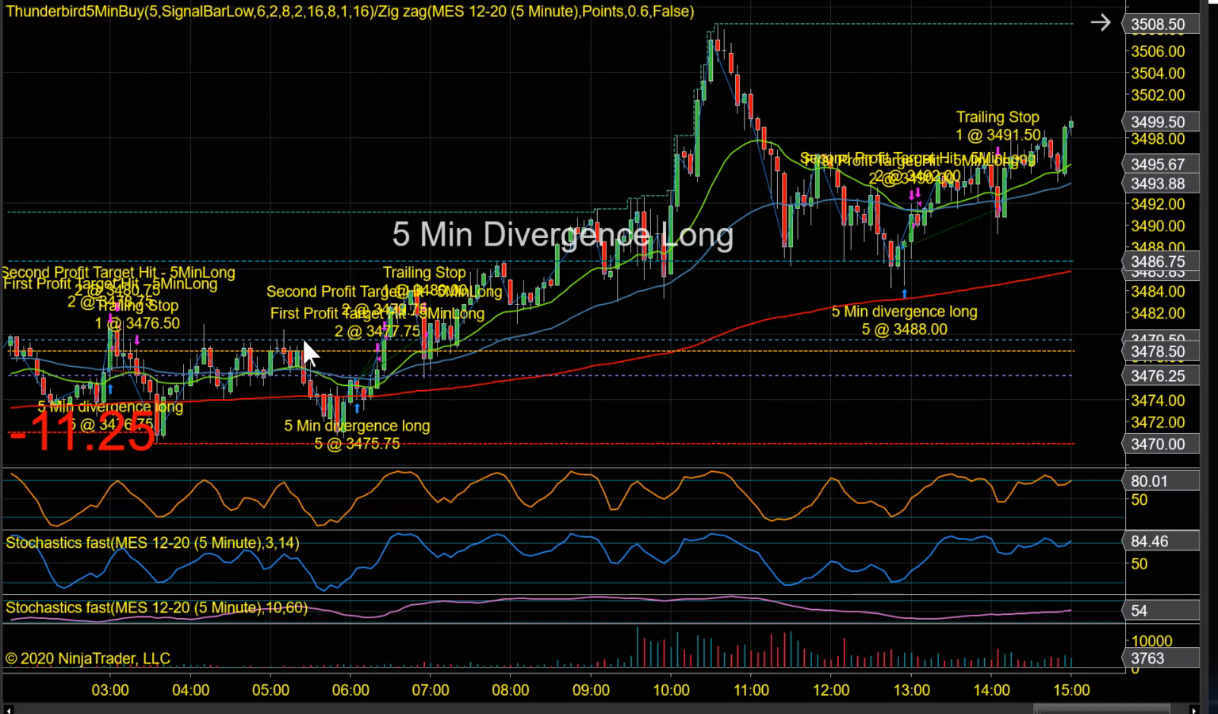But let's break it down, because we're going to be actually concentrating on the MES, which is the micros. You have the minis, which is the ES, where each point represents a $50 move per contract, versus the micro, which is 1/10 of that, and then from that point on, each point would be $5 times how many contracts you have. So you'll be seeing this running, and you'll see that 5-minute divergence.